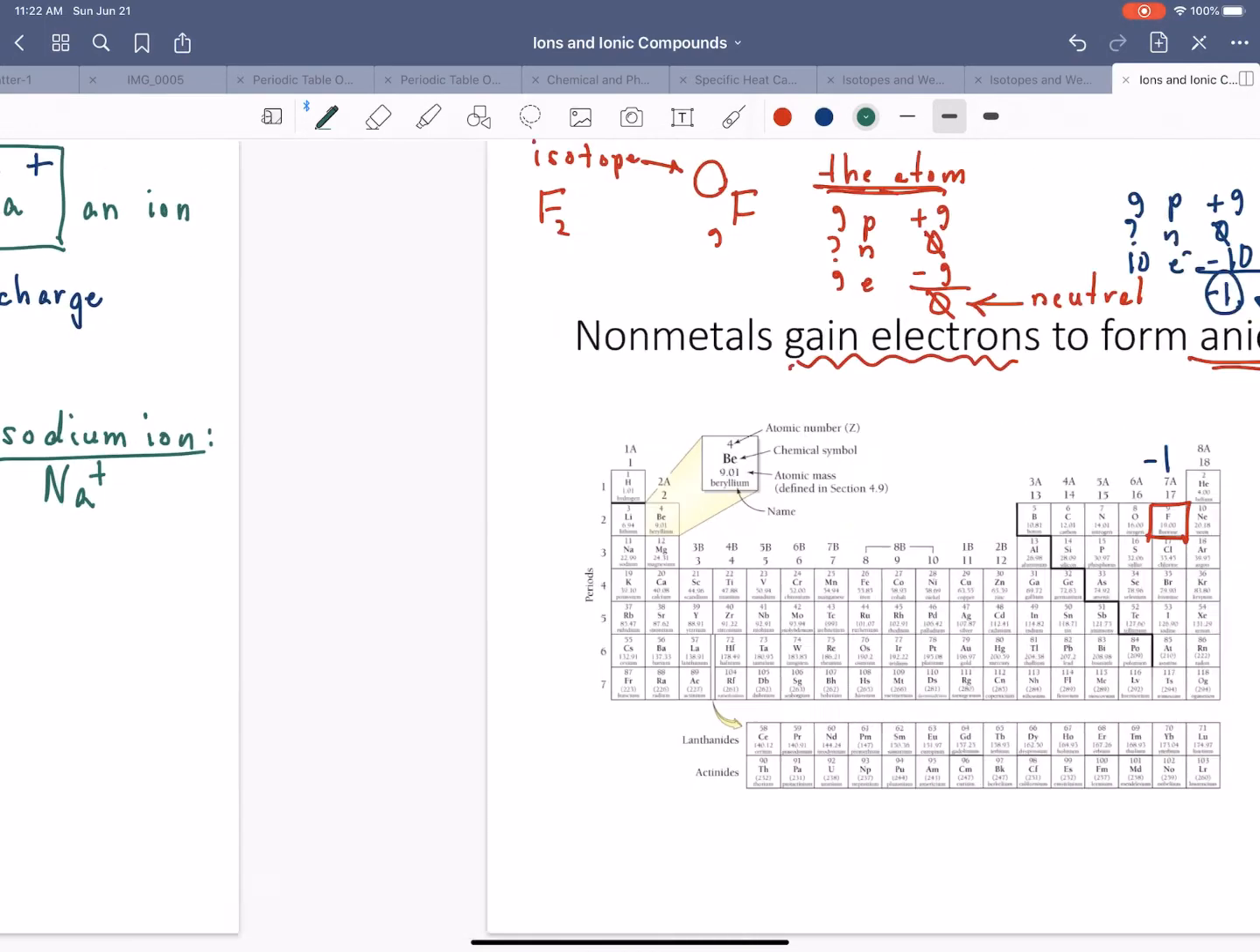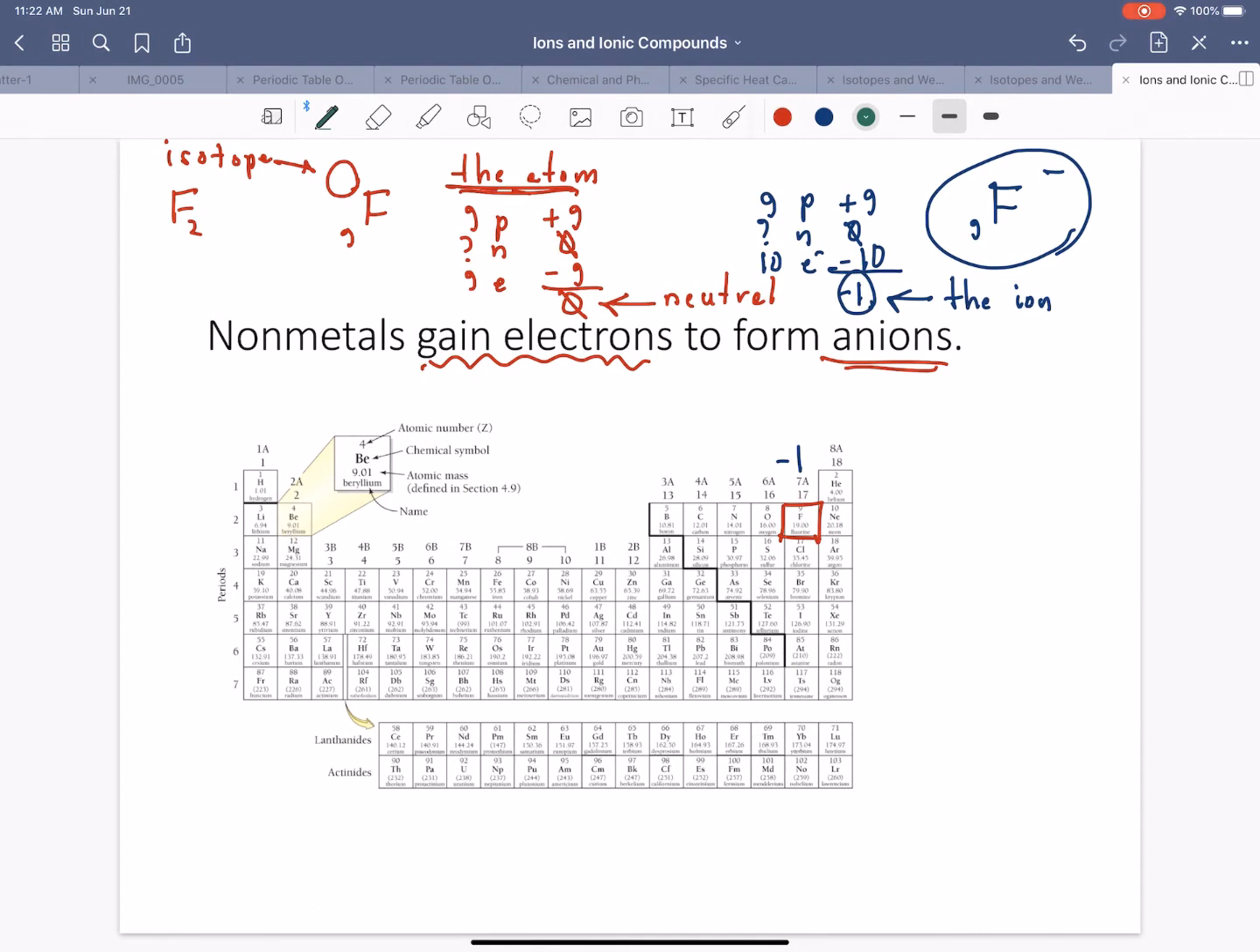When fluorine or any nonmetal gains electrons to become an anion, the name does change. Fluorine becomes fluoride ion. Fluorine becomes fluoride.